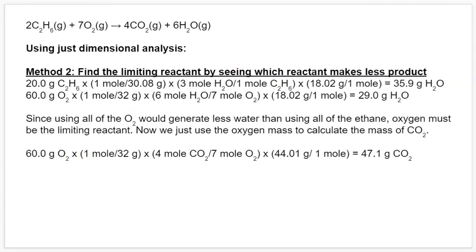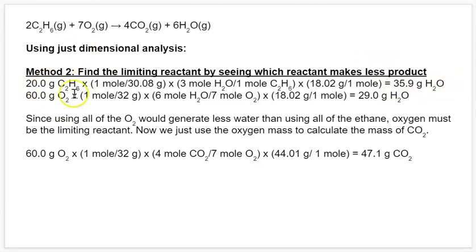All right, one more method that you can use if you don't care about the excess reactant and how much you have left over. Another trick that you can do, which is kind of a faster way of doing it, is to figure out which of the two reactants are going to make less of a product, because the one that makes less is going to be the reality. And so how you set this up, so I have 20 grams of the ethane. I do the whole dimensional analysis chain to get grams of water. So if I react all of my 20 grams of ethane, I'm going to produce 35.9 grams of water.